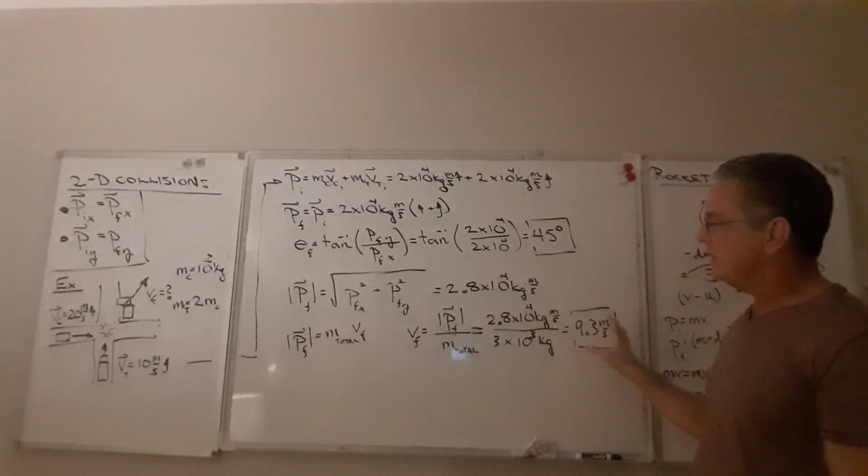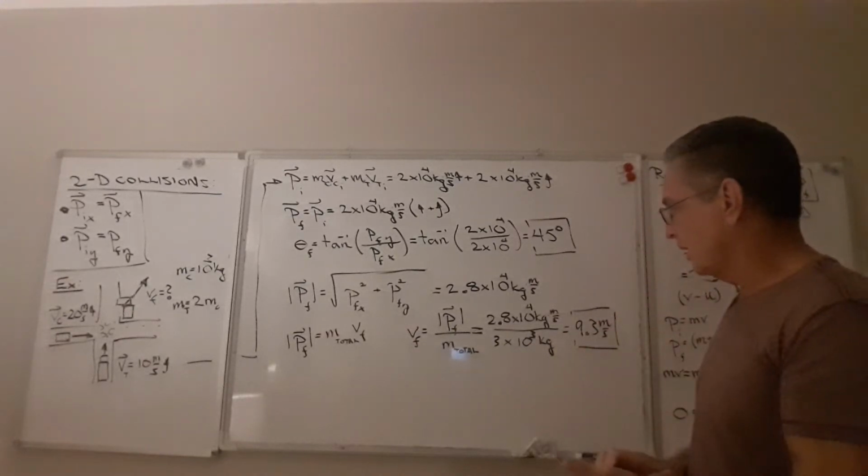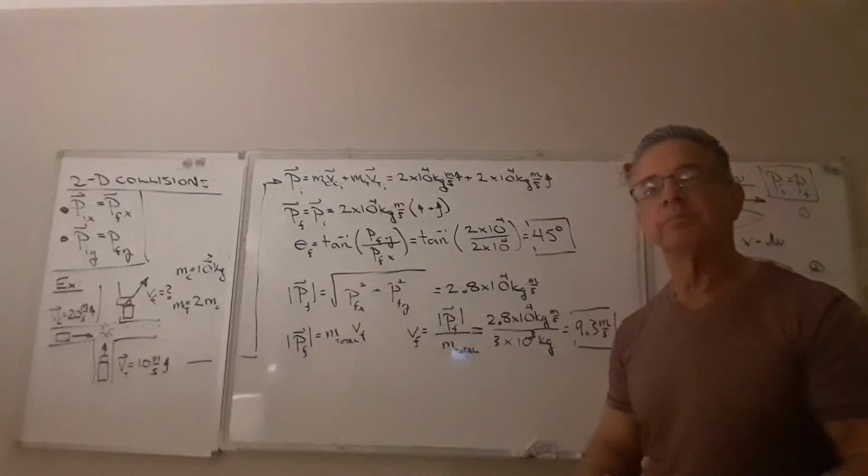So you get the final speed and you get the final direction. And there's an example of a two-dimensional conservation of momentum problem.